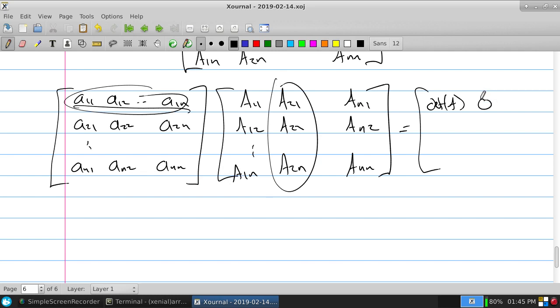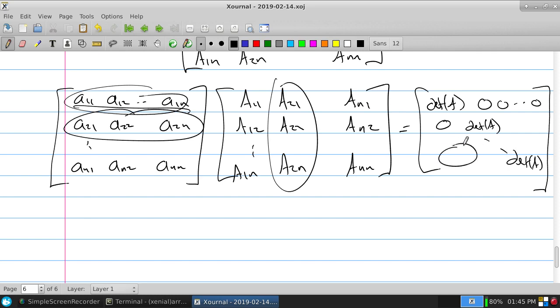0. Row 1 and row 3? 0. 0. But then we would take row 2, row 1, oh, that's a 0. Oh, that's a determinant of A. What's going to happen here? I get the determinant of A on the diagonal and zeros everywhere else by that lemma.